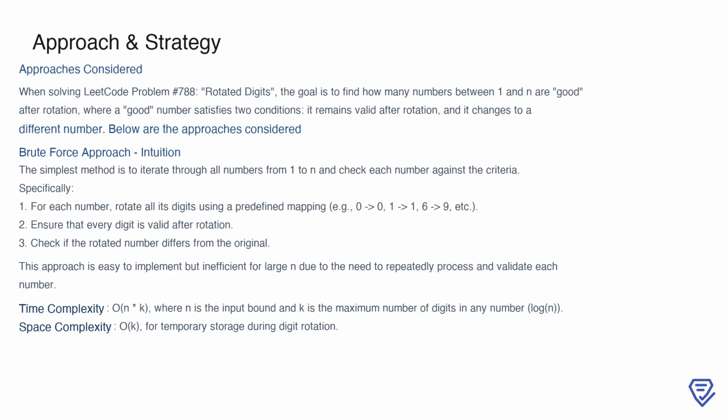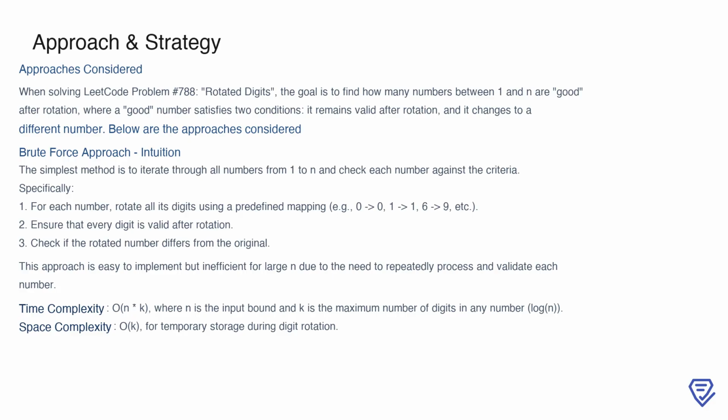The brute force approach is the most straightforward way to tackle this. Here, we iterate through every number from 1 to n, rotating each digit based on a predefined mapping. For instance, digits like 0 and 1 remain the same, while 6 becomes 9 and vice versa. After rotation, we check if the number is still valid and ensure it differs from the original. While this method is easy to understand and implement, its major drawback lies in efficiency.